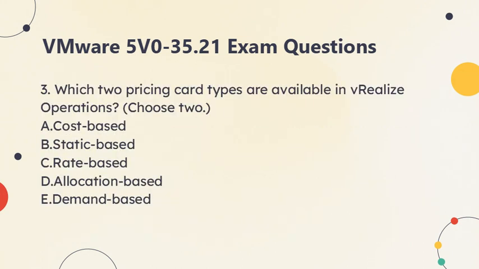3. Which two pricing card types are available in vRealize Operations? Choose 2. A. Cost-based. B. Static-based. C. Rate-based. D. Allocation-based. E. Demand-based.